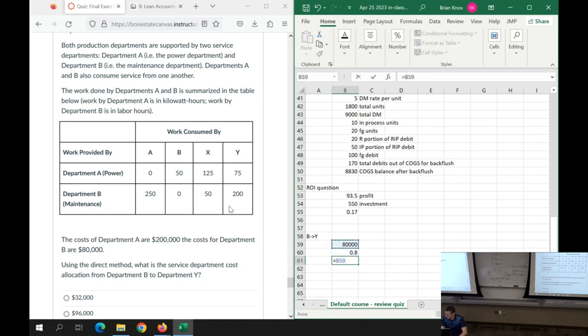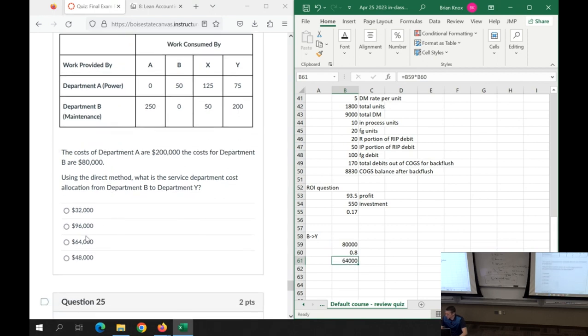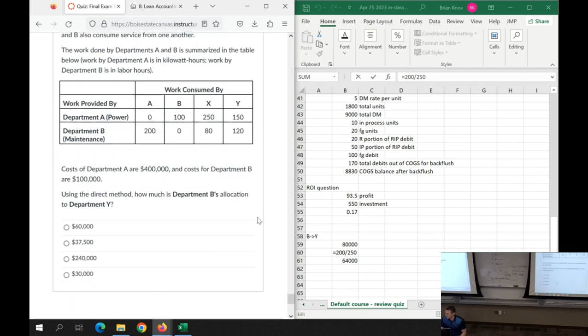So 80% of that 80,000 goes to Y. Nice and quick. That 250 comes from summing the work done for production departments. Right there. Okay. We got another B to Y here. It's going to be that 100,000 times 120 over 200, which should be right about here. I think that's the right answer there. It's not going to be less than 50% of the 100,000. It's not going to be over 100,000. Yeah, that's the one left.